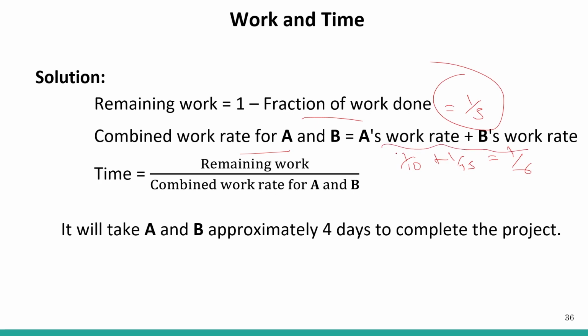So time is equal to the total remaining work by the combined work rate of A and B. It says it will take A and B approximately 4 days to complete the project. Okay, so this is wrong here. So this will be 1 by 5 whole by 1 by 6, right? So this will be 6 by 5 days. 6 by 5 days is the amount of time they will take to complete the project. Okay, so a whole day and some more day.